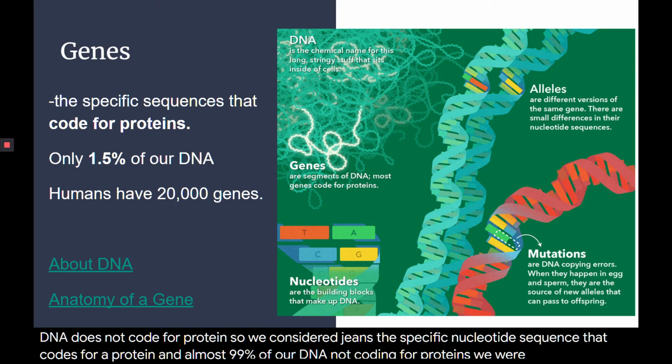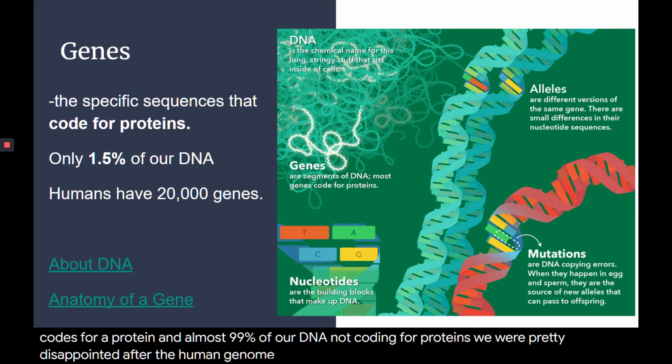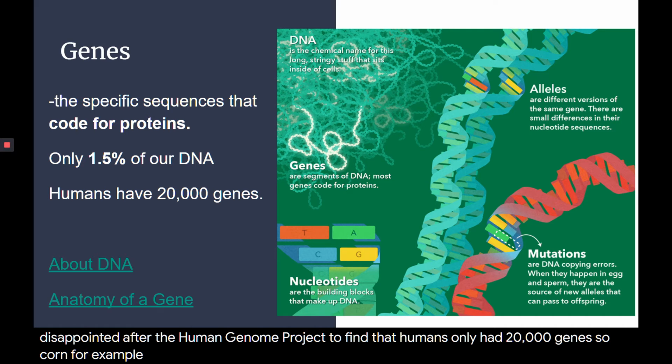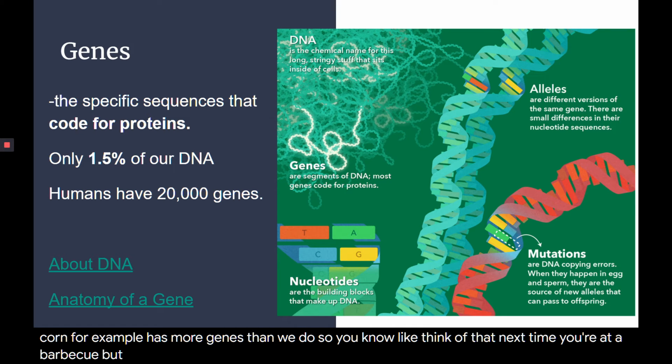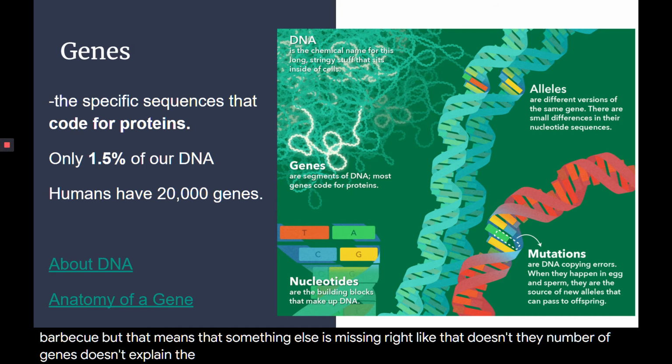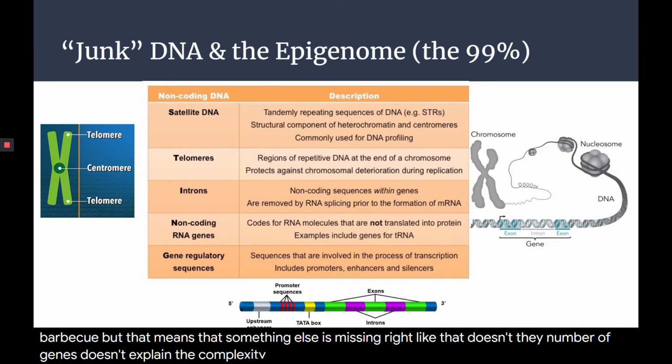We were pretty disappointed after the Human Genome Project to find that humans only had 20,000 genes. So corn, for example, has more genes than we do. So, like, think of that next time you're at a barbecue. But that means that something else is missing, right? Like, the number of genes doesn't explain the complexity. So what is all of that non-coding DNA?